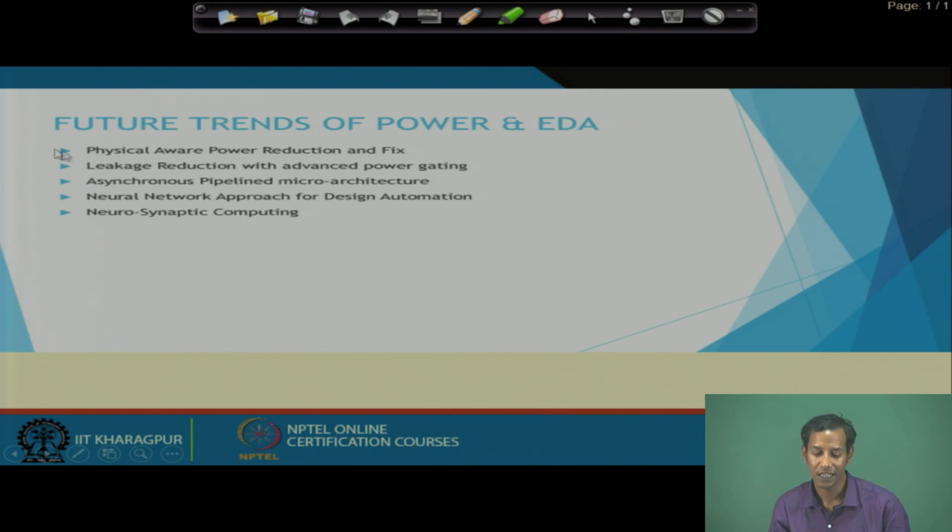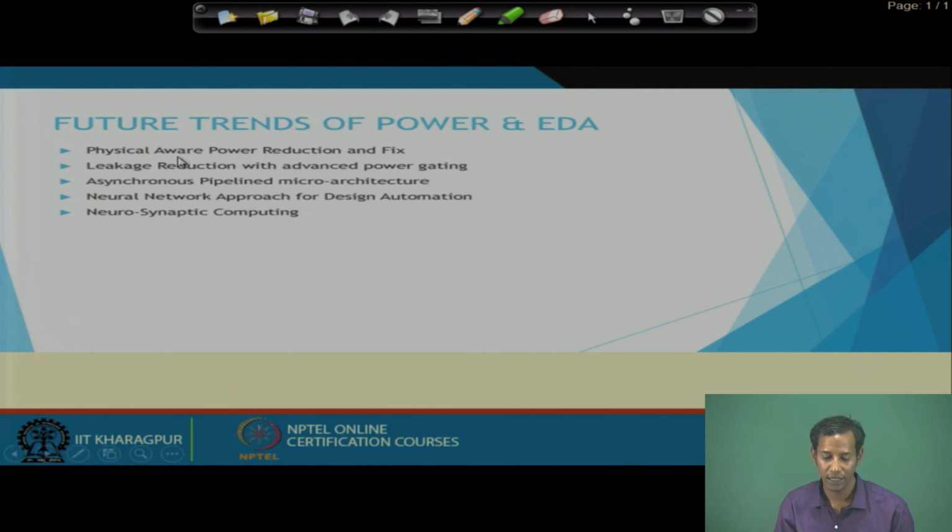In every step of VLSI we need the power to be reduced, whether we are at the device level, the logic level, or the system level. At every level we try to minimize the power consumption by applying different techniques. Nowadays, for designing complicated circuits we need the help of EDA, that means the process will be automated.